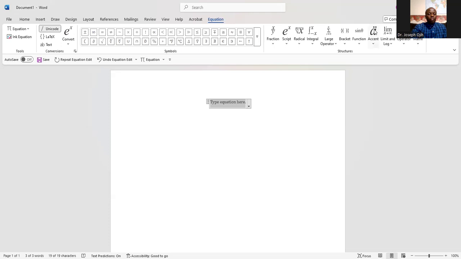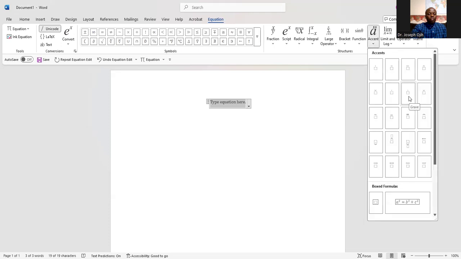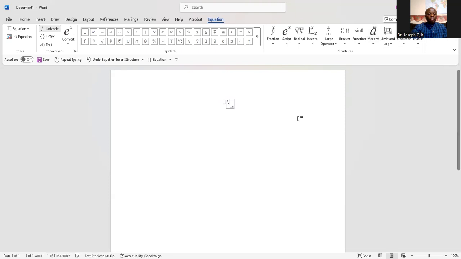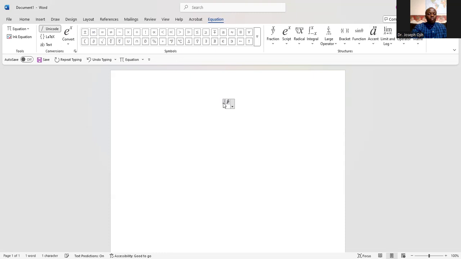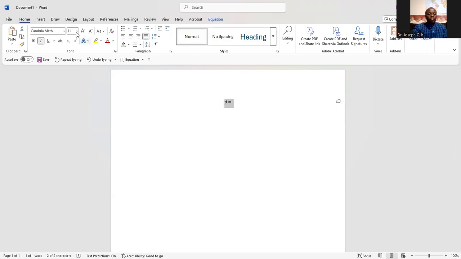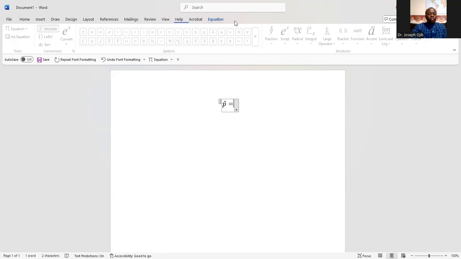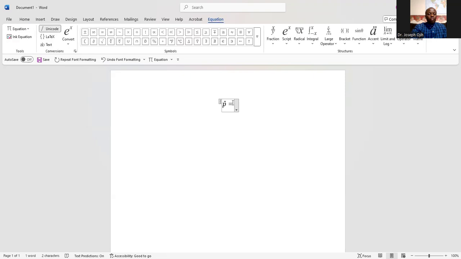P hat. Make sure I'm seeing this properly. Okay, p hat, let me see. Yeah, I have the correct one right here. P hat, small p hat. P hat equals, let's make it big. Probably 18, because 18 will be better. Equals x over n.